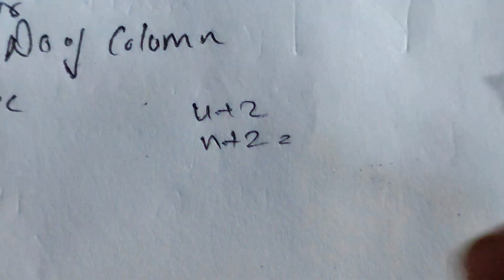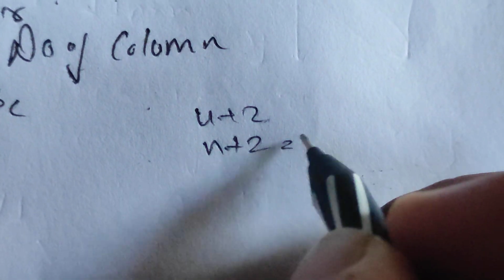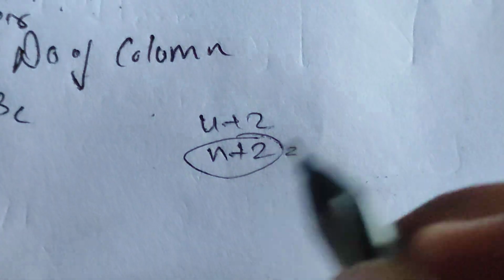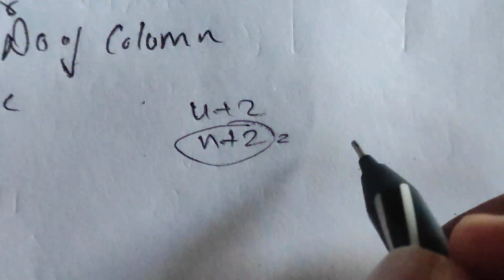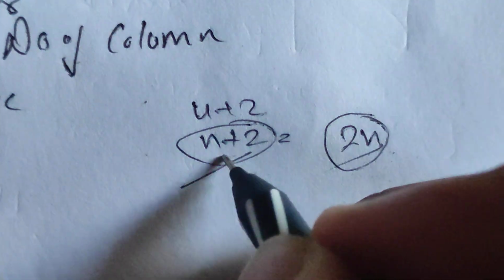For example, we say 4 plus 2, that is n plus 2. Any positive even number looks like 2n. So this is the form of a general term.